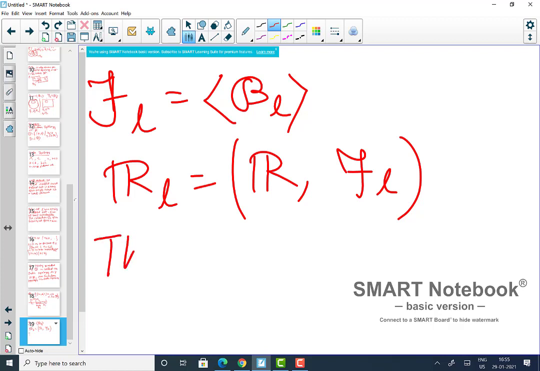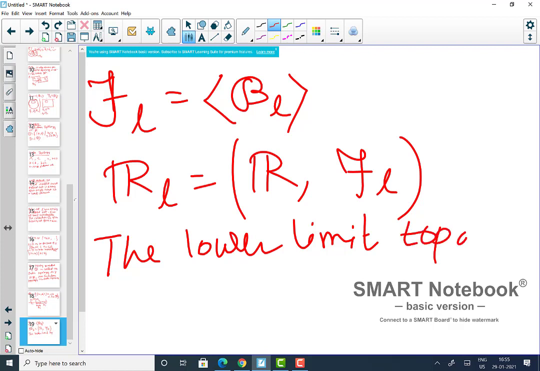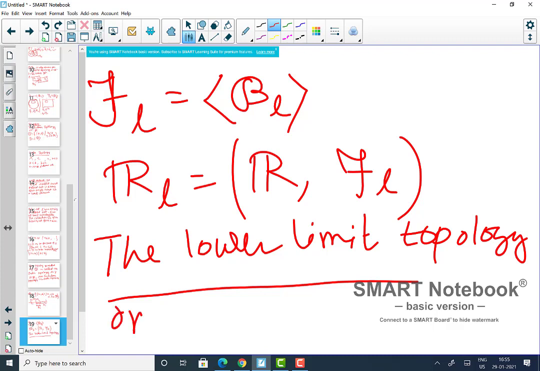This is a very, very important topology, the lower limit topology on R. You will understand why I say lower limit later, when you talk about limit points, sequences, and compactness. Okay, clear.